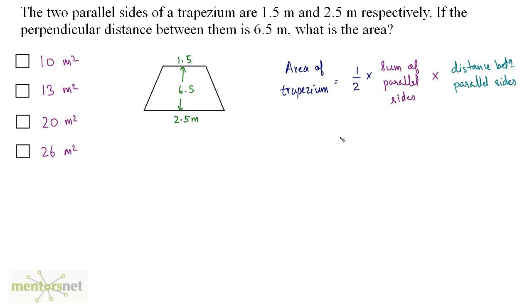So we can calculate the area of the trapezium now. It is equal to half into the sum of parallel sides, that's 1.5 plus 2.5, times the distance between the parallel sides, that's 6.5. So this is equal to half into, this is 4 times 6.5. So 2 times 2 is 4. 6.5 times 2 is 13 meters squared. So option B is the correct answer, the area of this trapezium.